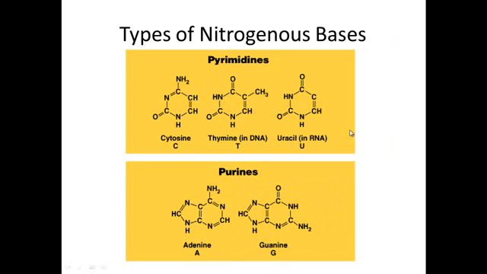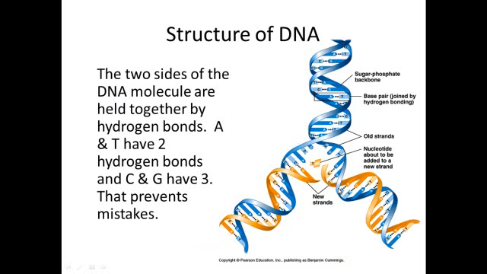Look at the difference in the nitrogenous bases. Cytosine, thymine, and uracil have a single ring, and there are slight differences between each of those. I'm not going to make you memorize them. Purines, though, have a double ring. Okay? So here's your DNA molecule.